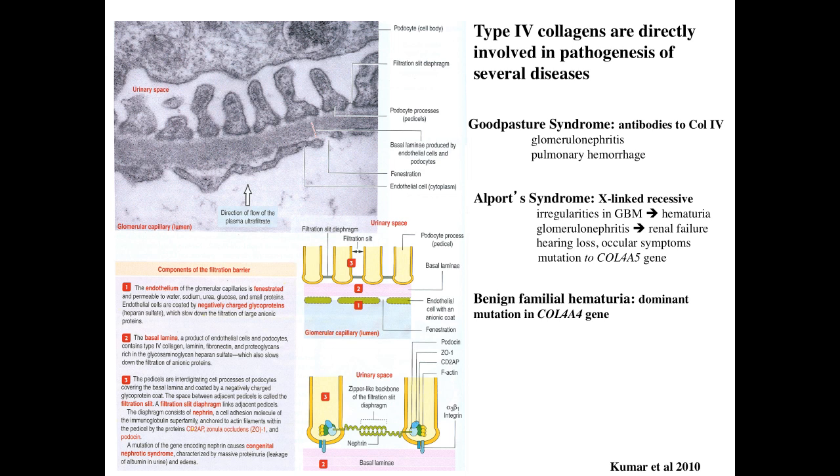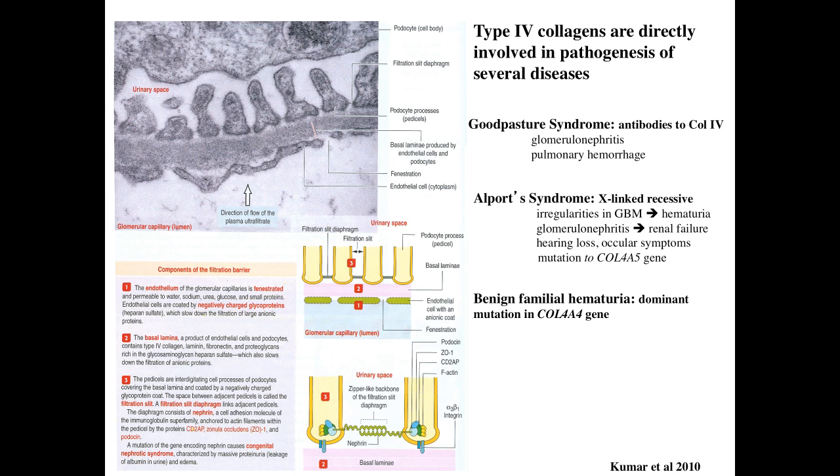So for example, Goodpasture syndrome, antibodies to collagen type 4 will be built up in the glomerular basement membrane that can lead to glomerulonephritis and hemorrhages. You'll see pulmonary hemorrhages because collagen type 4 is also found in the lungs.